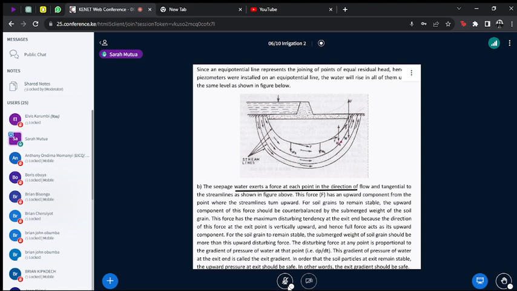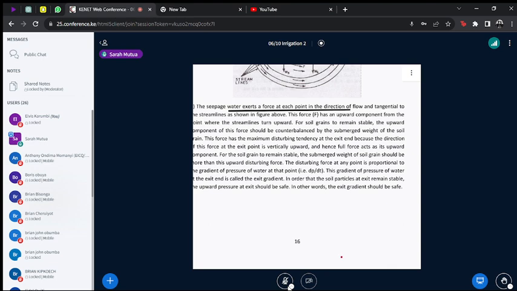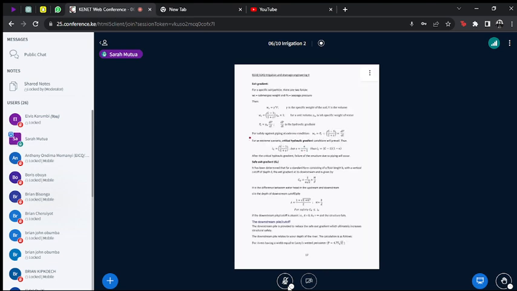At any given point, F is trying to push the particle to move downstream. The weight W of the particle is trying to resist due to its own weight. So those two have to counterbalance. With that explanation, let us look at how that knowledge has been used to calculate the exit gradient. I've already said that for a specific soil particle, you are going to have the submerged weight of the particle and the seepage pressure.